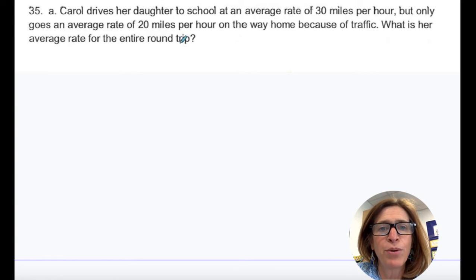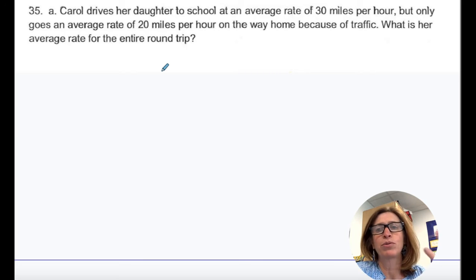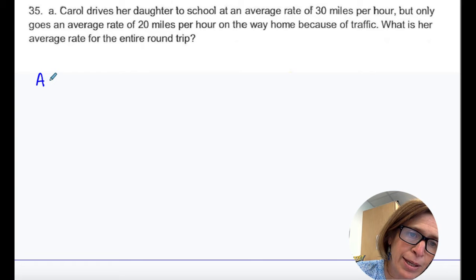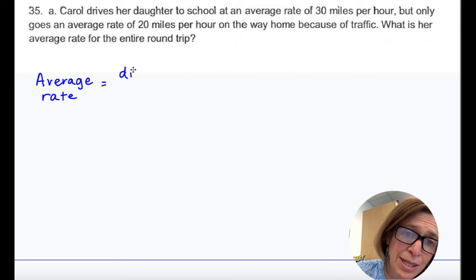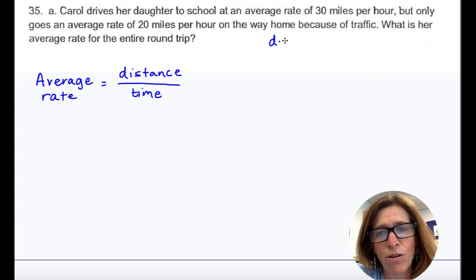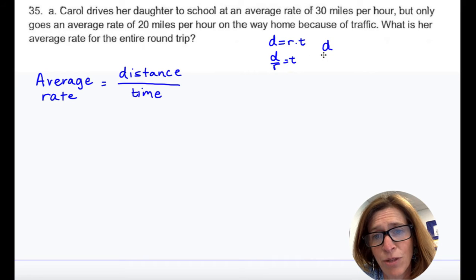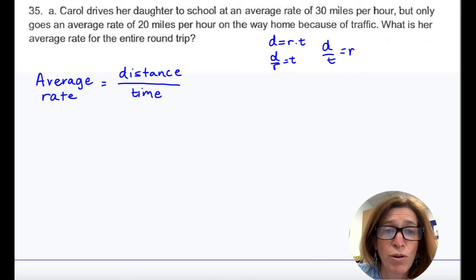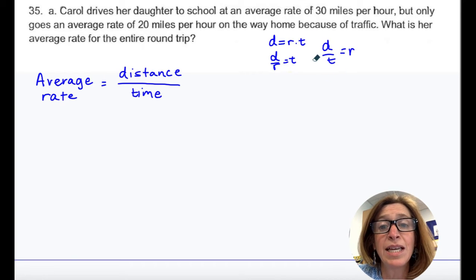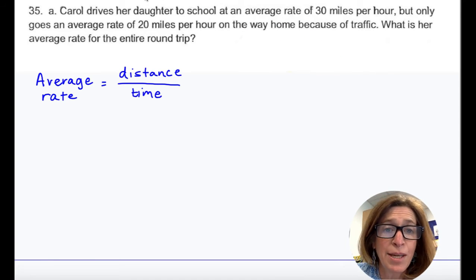So we know that with average, we're adding some things together and then we're dividing by the number we have. So when we think of average rate, I want us to think about it in this way. We get our average rate by taking our distance and dividing it by our time. Remember, if d equals r times t, then d over r equals t, and d over t equals r. Well, we're trying to find the average rate, so we're going to be doing d over t equals r.